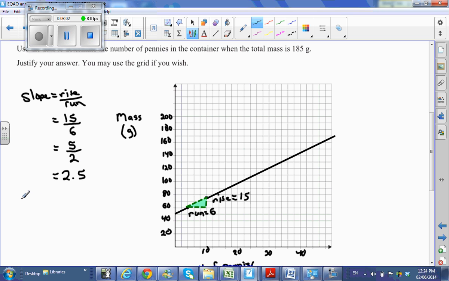So we know the equation. It's going to be mass. So again, normally it's y equals mx plus b.